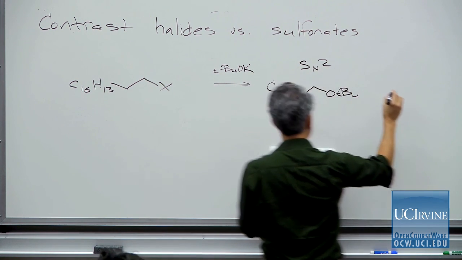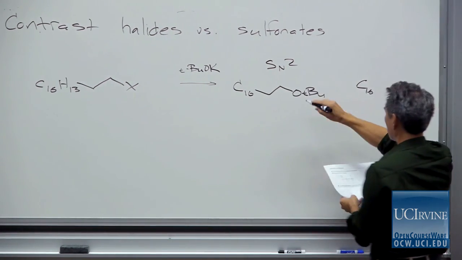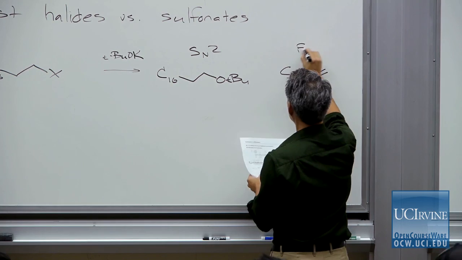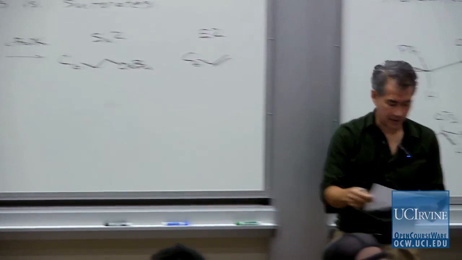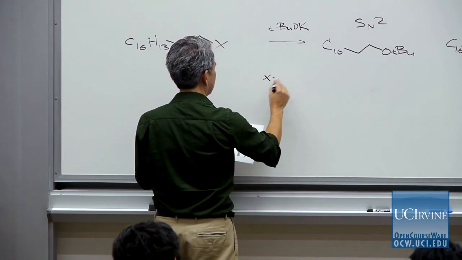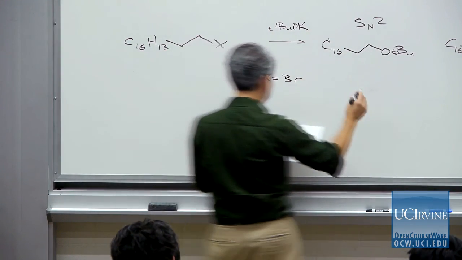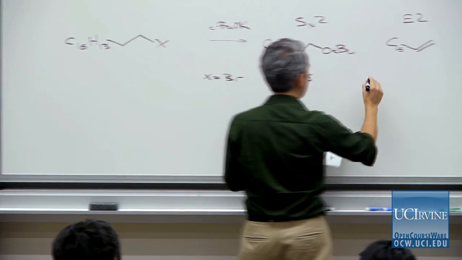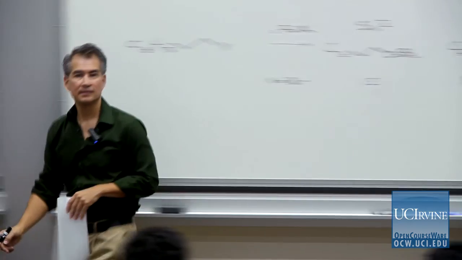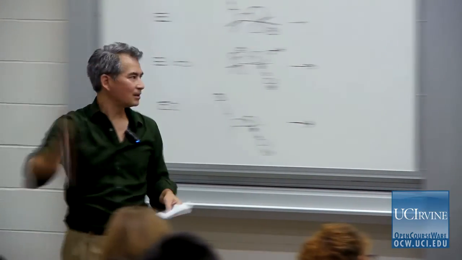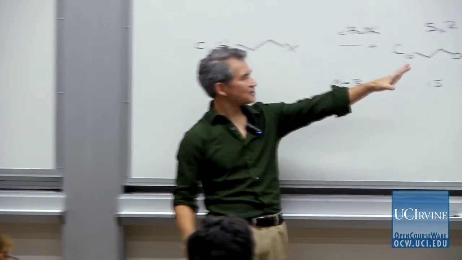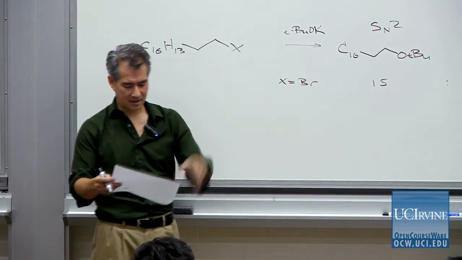so SN2 substitution, and I'm not going to draw the whole formula there, I'll just write C16, versus E2. Two competitive reaction pathways. So if you throw in potassium t-butoxide with this, and X is equal to bromide, you don't get a whole lot of SN2 substitution here. It's mostly an elimination. And of course, that's volatile. It comes off. You never see it. It's like, gee, my reaction looked so clean. Well, maybe it's not so volatile with C16, but this is a common issue.